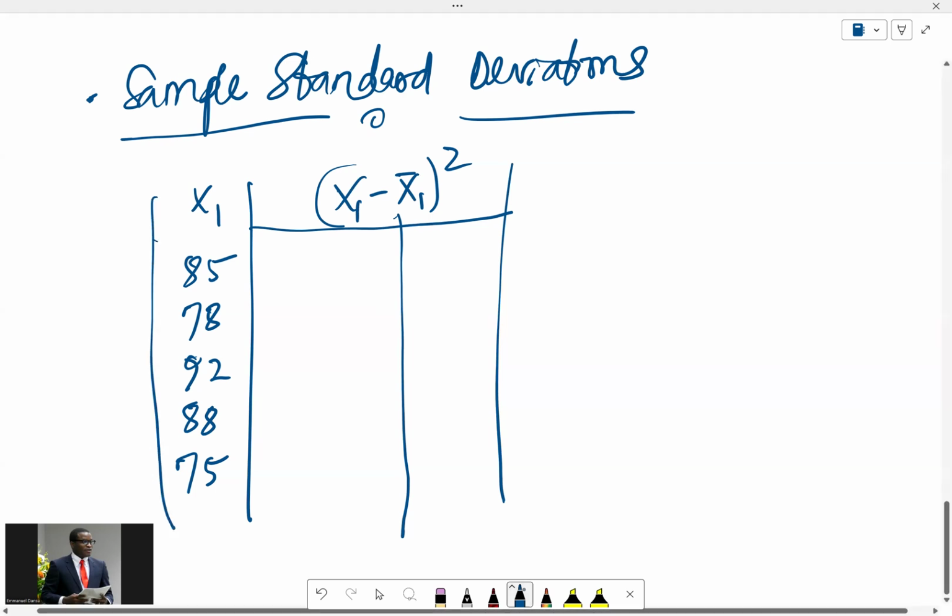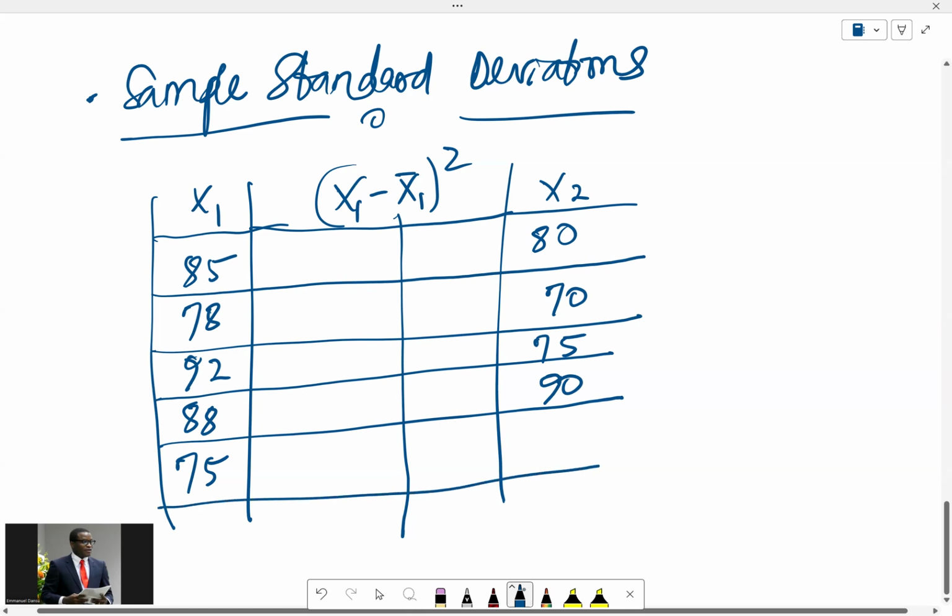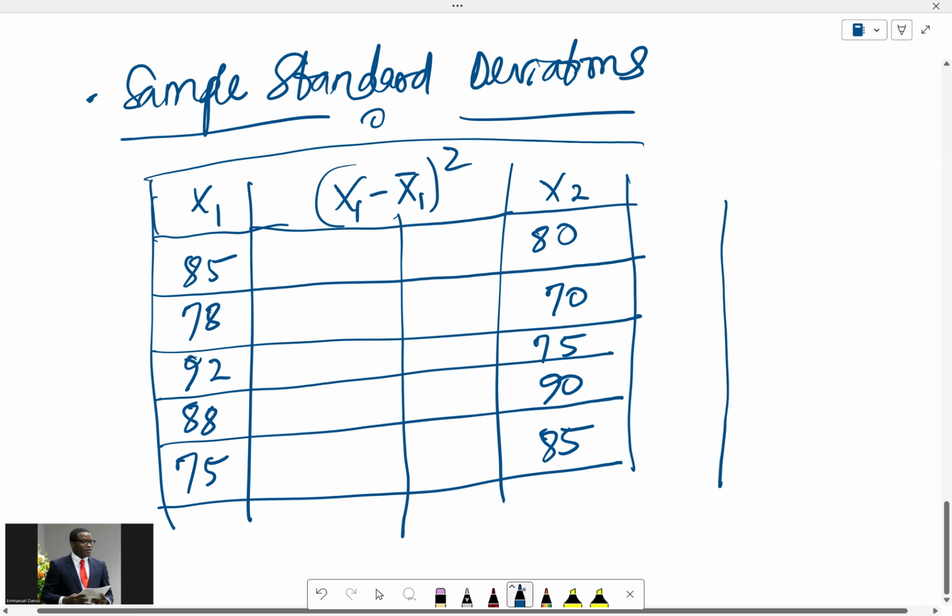So for x2 now, we have the values again. That's 80, then 70, then 75, then 90, and lastly 85. Of course, for this also, we can do the same. So we need something like this: x2 minus x2 bar all squared.